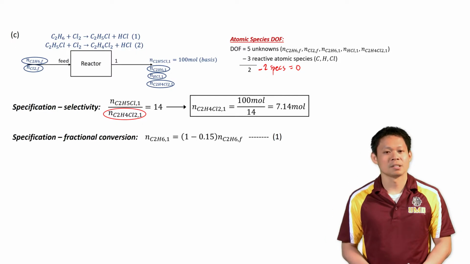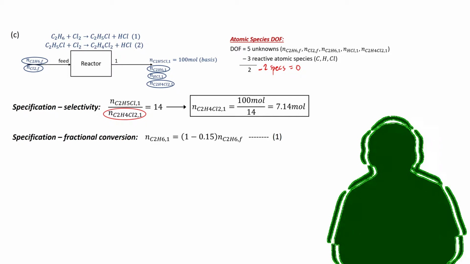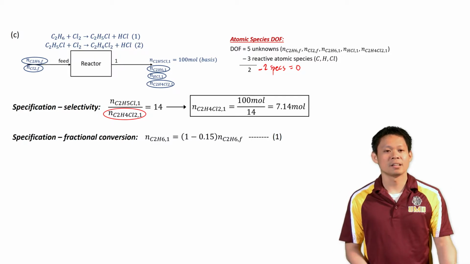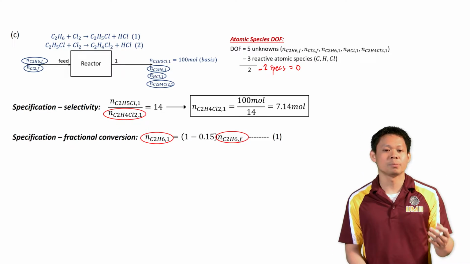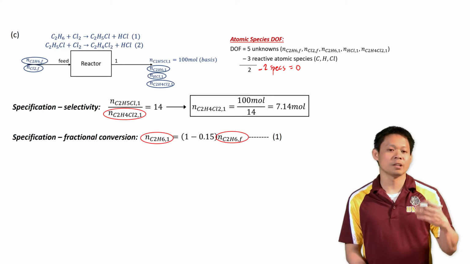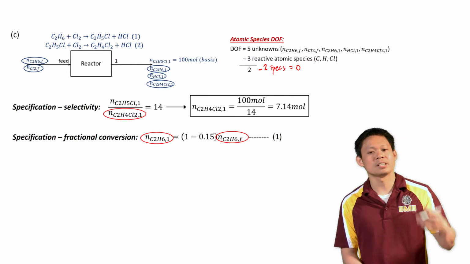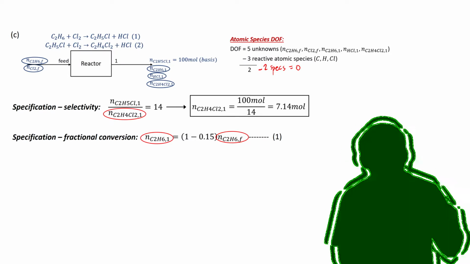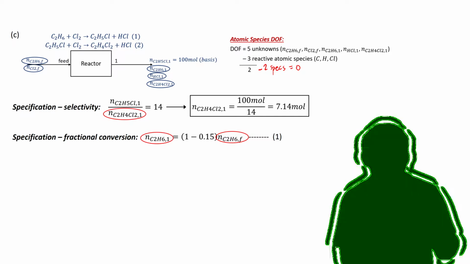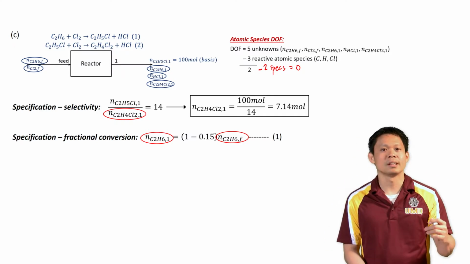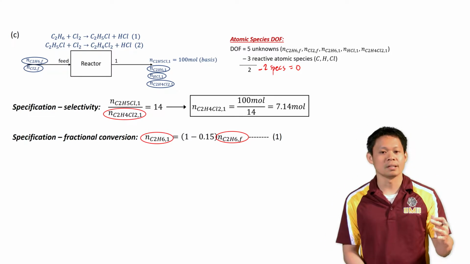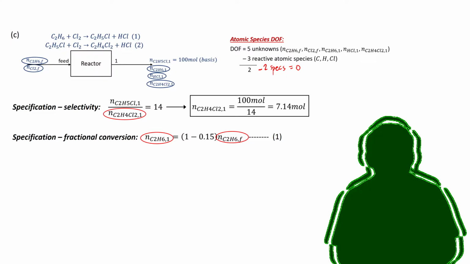Let's look at our second specification of fractional conversion. It is relating the moles of ethane coming in and the moles of ethane coming out. It turns out in this case, both of them are still unknowns, which means we need to couple this. Either look for another equation that we can solve for something right away first and then come back to this, or in some cases, and in this case, look for another equation that involves the same 2 unknowns only and then solve these 2 equations simultaneously.